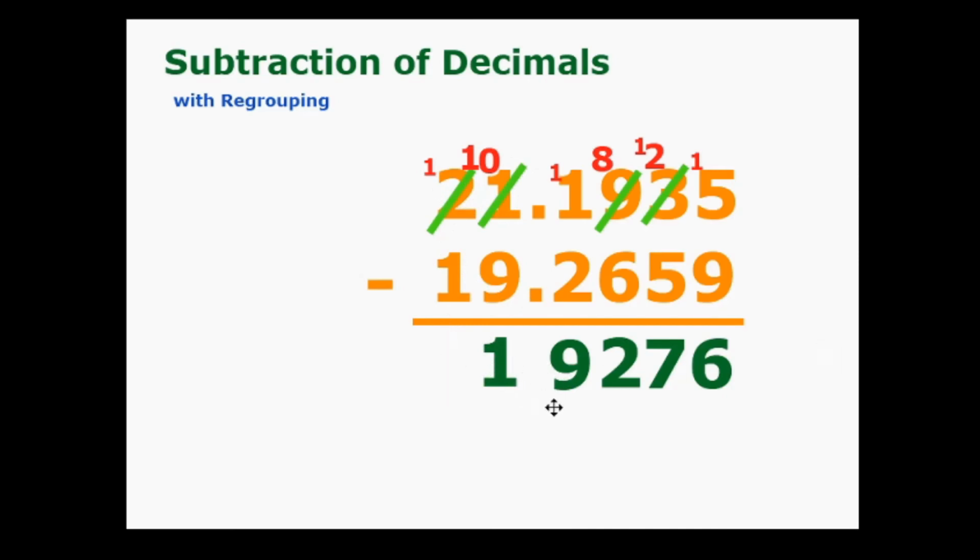Then don't forget to place your decimal point on your answer, which is aligned here. So there we have it. The difference of 21.1935 and 19.2659 is 1.9276, or 1 and 9,276 ten-thousandths.